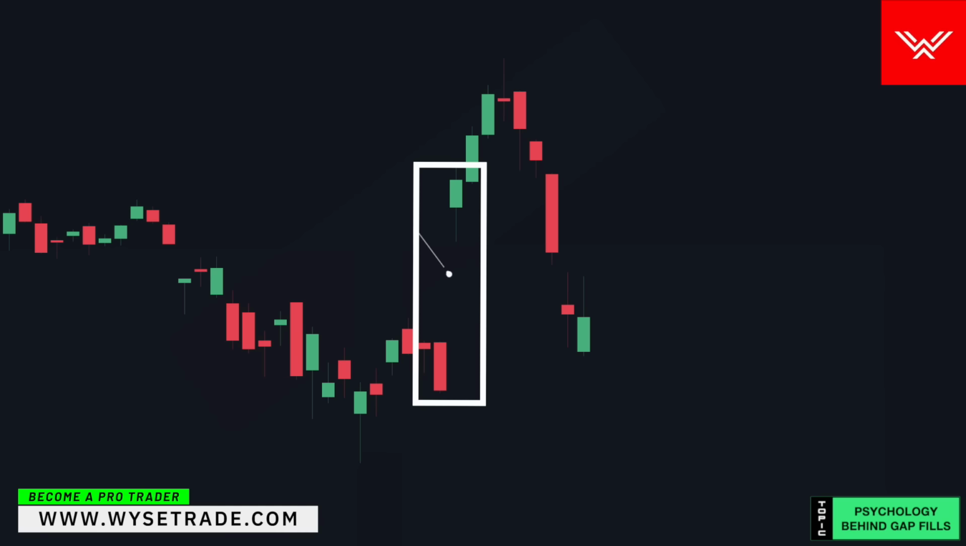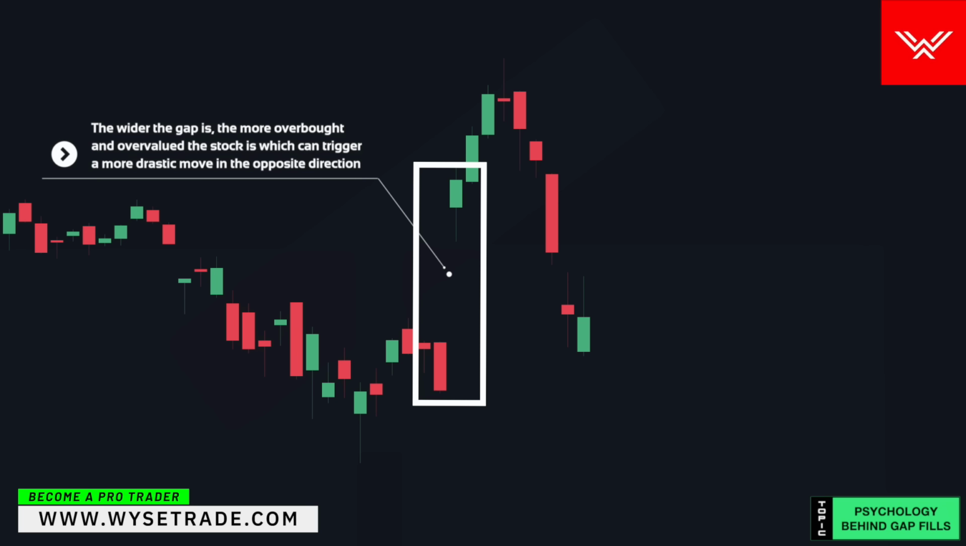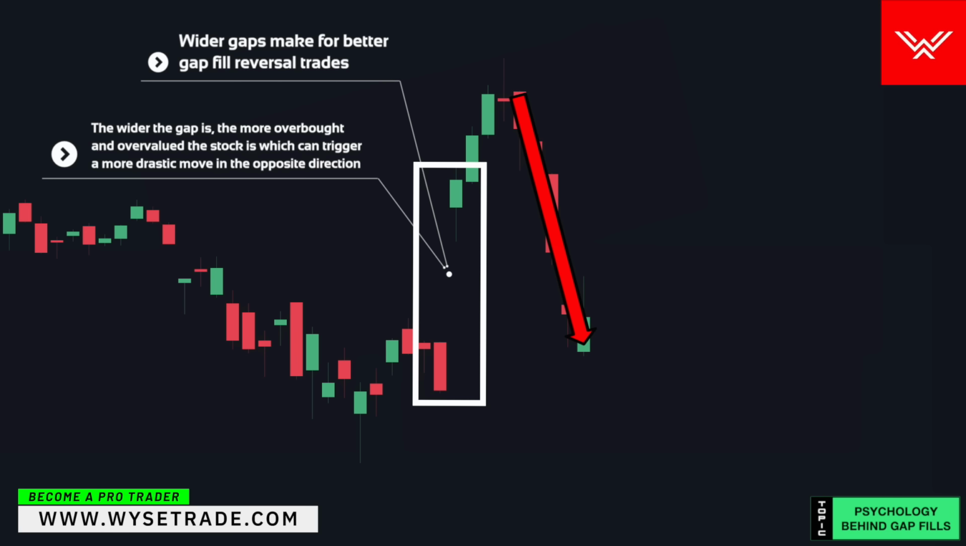Now, a key point. The wider the gap is, the more overbought and overvalued the stock is, which can trigger a more drastic move in the opposite direction. Wider gaps make for better gap fill reversal trades going in the opposite direction.